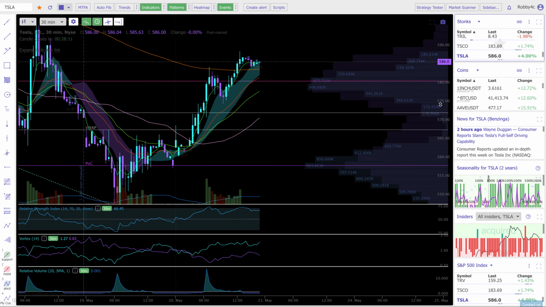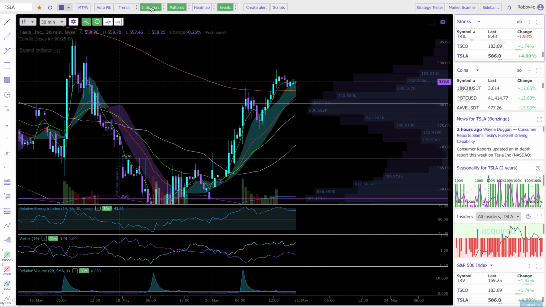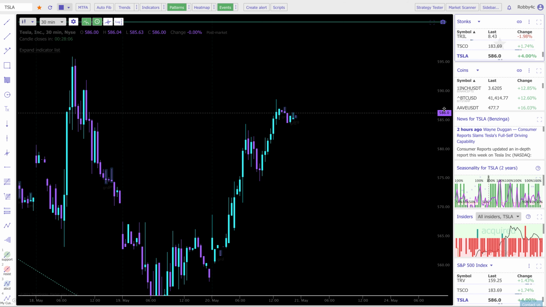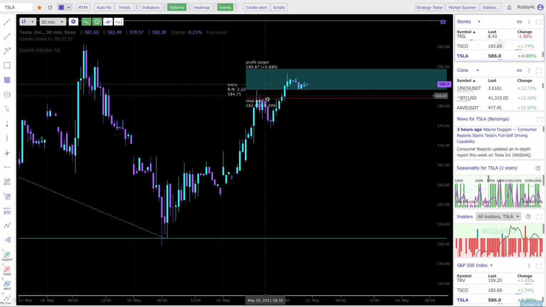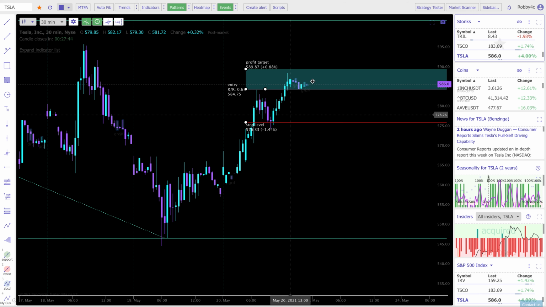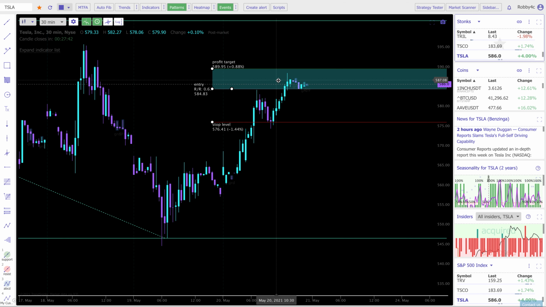So for this here, let me turn off my indicators. So for Tesla, say you were to enter at this level right here. Let me bring up a profit target. So that would be your entry. And then I would have my stop beneath this key level here. Let me just bring this out a little bit further so you can see it. So I would have my stops right beneath this level.